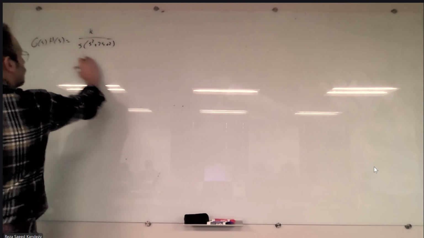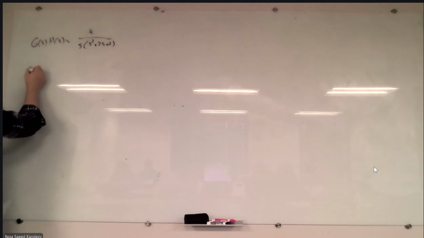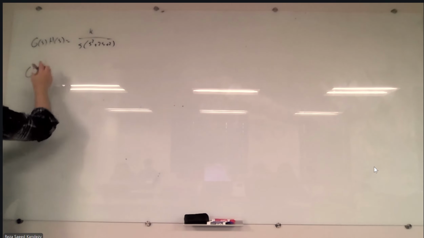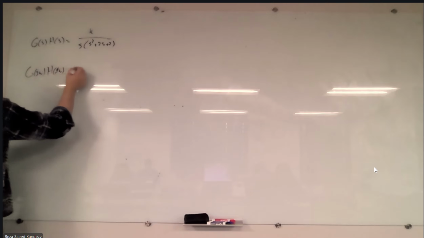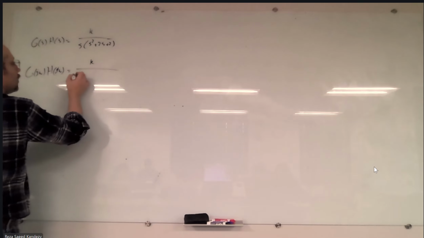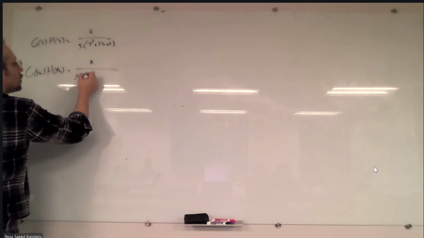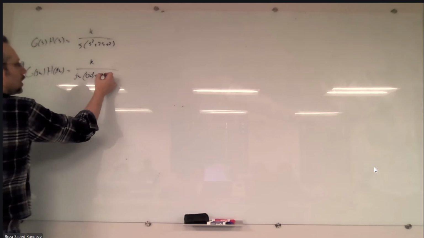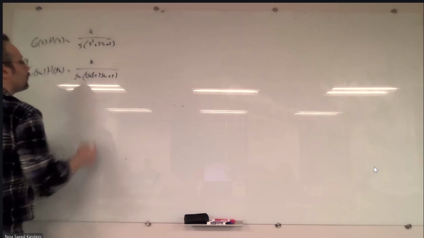Now, first step was to find the G(j omega), actually basically put j omega instead of s, and then our transfer function becomes K over j omega times (j omega squared plus 2j omega plus 2).